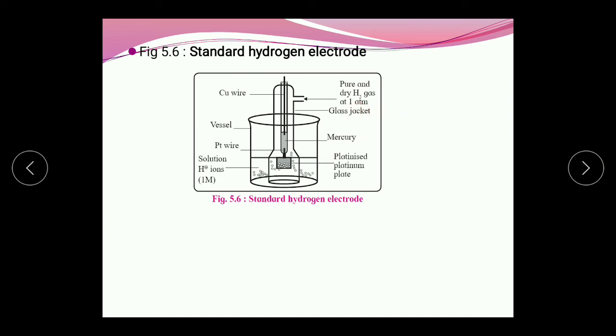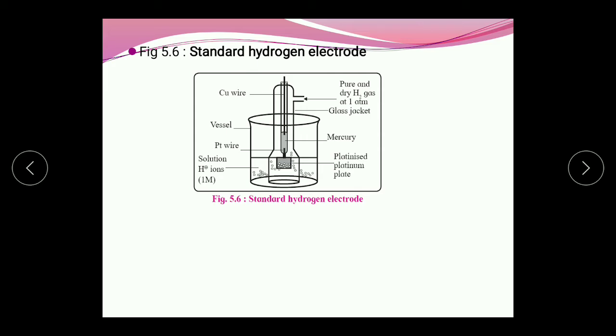This hydrogen gas comes through the inlet and gets adsorbed over the platinized platinum plate, which is dipped in the solution of H+ ions that is taken in this vessel, in which this outer glass jacket is kept. Now, understood? So, we have dipped metal in the solution of its own ions. This is the construction of a standard hydrogen electrode.